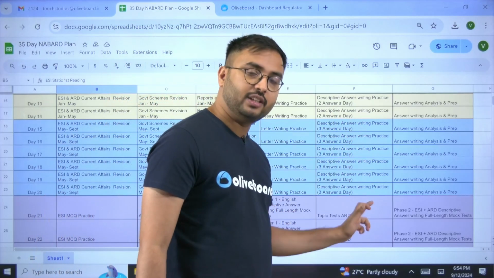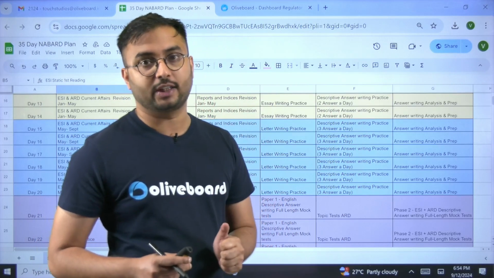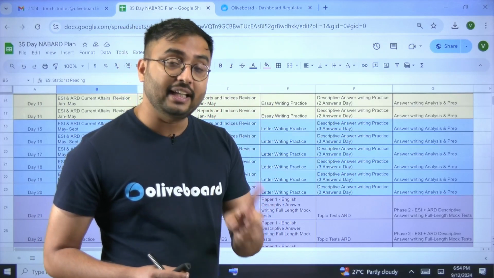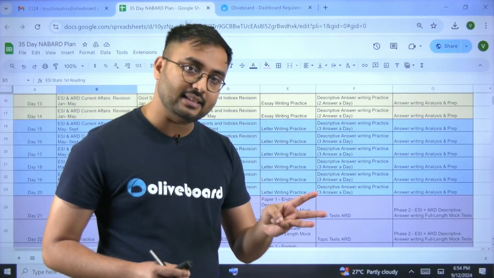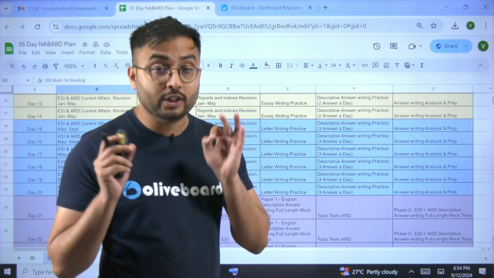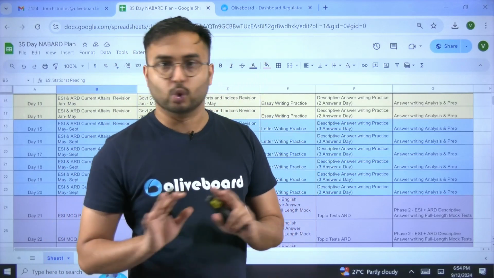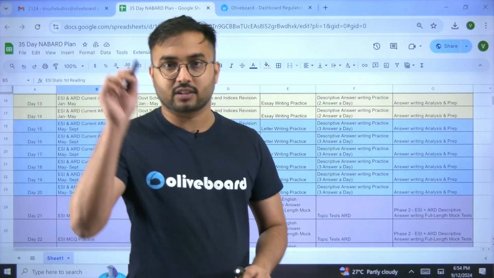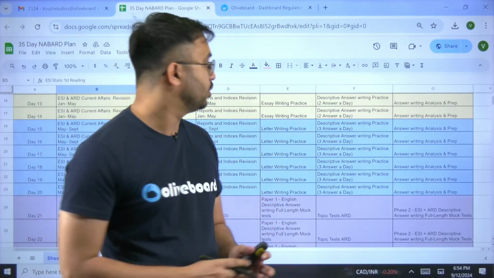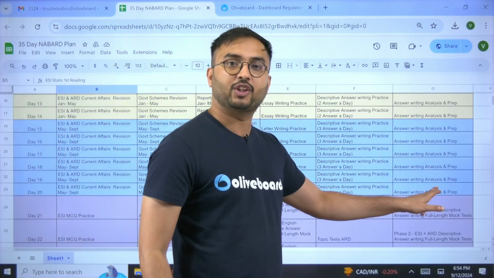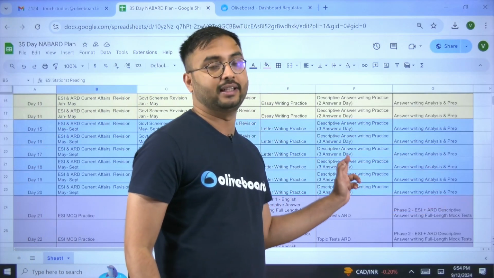Next, in the third week descriptive answer writing, what you should be doing is writing 3 answers in a day. So 3 ESI answers, 3 ARD answers in one go. Not one answer, then a break, then a second answer. No. One answer, second answer, third answer, then take a break. And then again, preparation and analysis of these three answers.